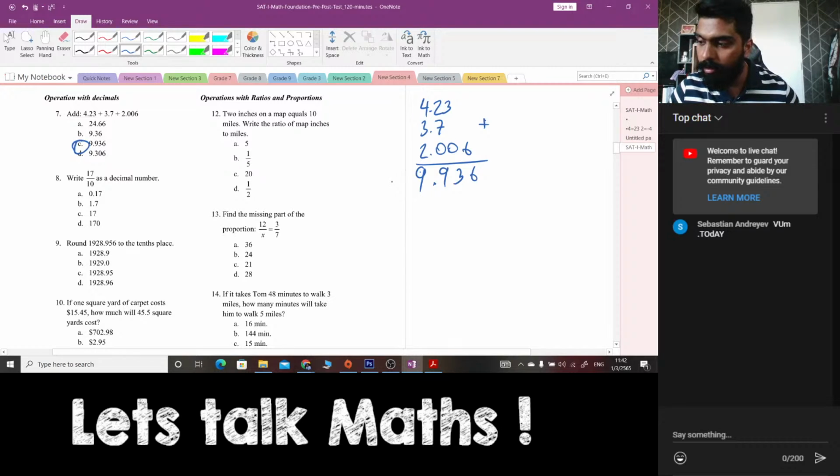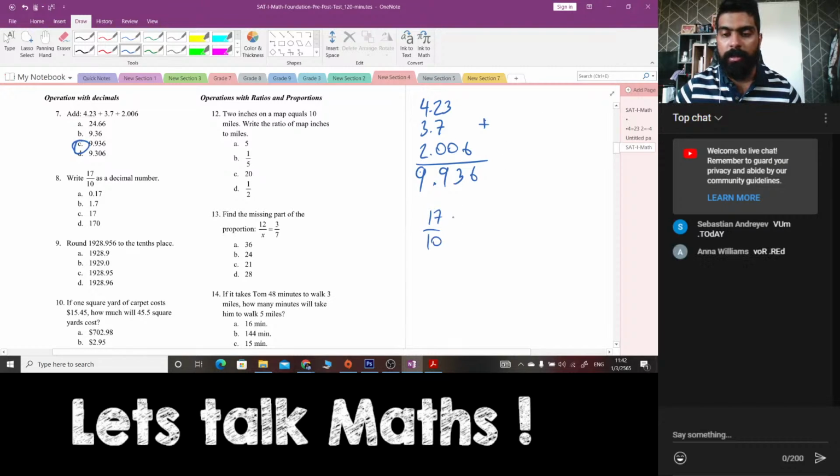Question number 8. We have 17 over 10, which is very easy. When we divide by 10, the decimal will go one place to the left. So we have 1.7, right? So the answer is 1.7. Very easy.